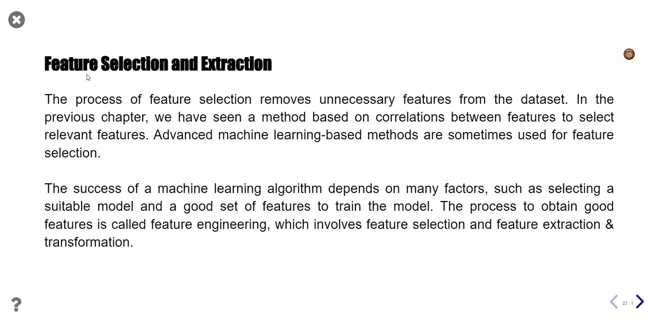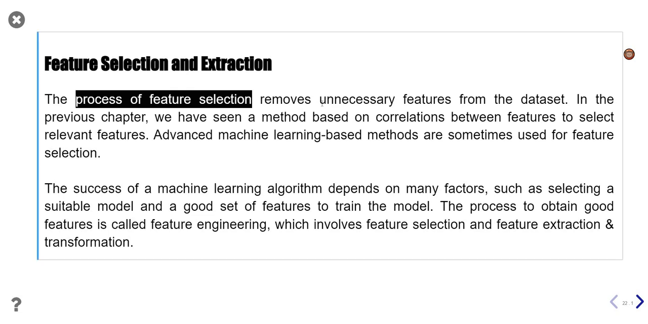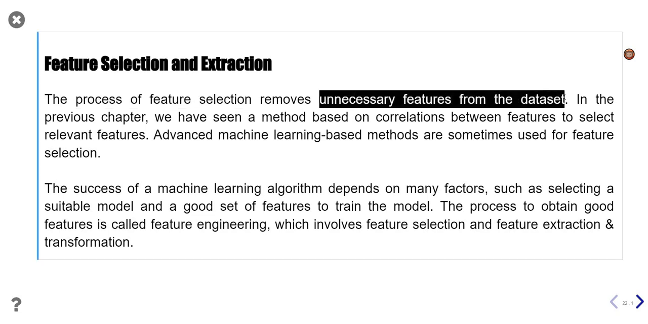So we are looking at feature selection and extraction. Still in the same topic of, okay, identify the label that you want to predict. Now, which attributes do we want to actually extract? So the process of feature selection, why is it important? Because you can remove unnecessary features from the data set. Any example of unnecessary features from the data set?